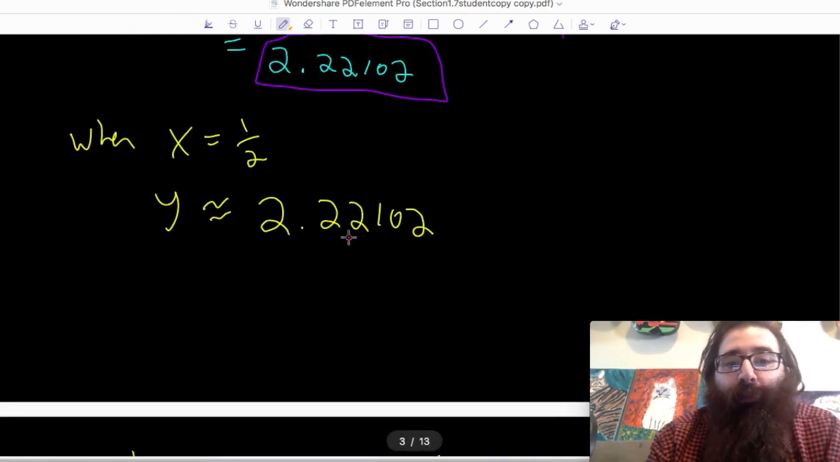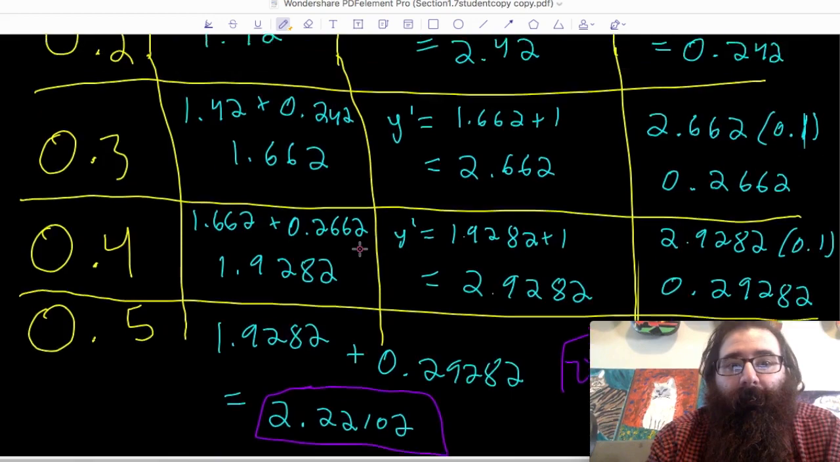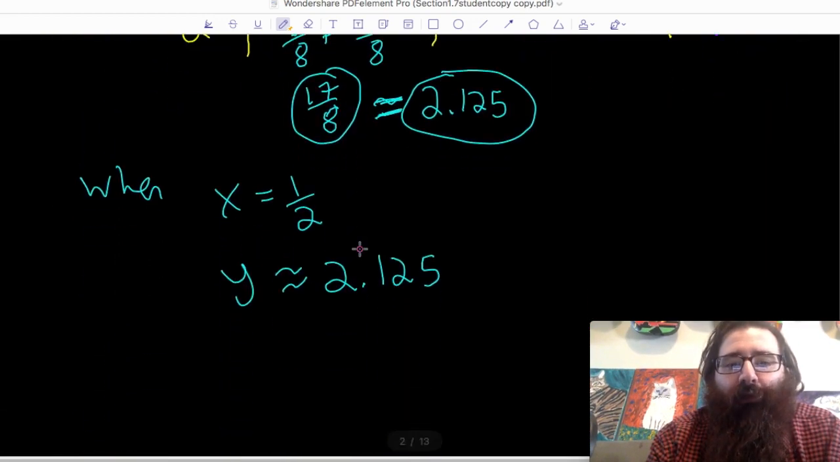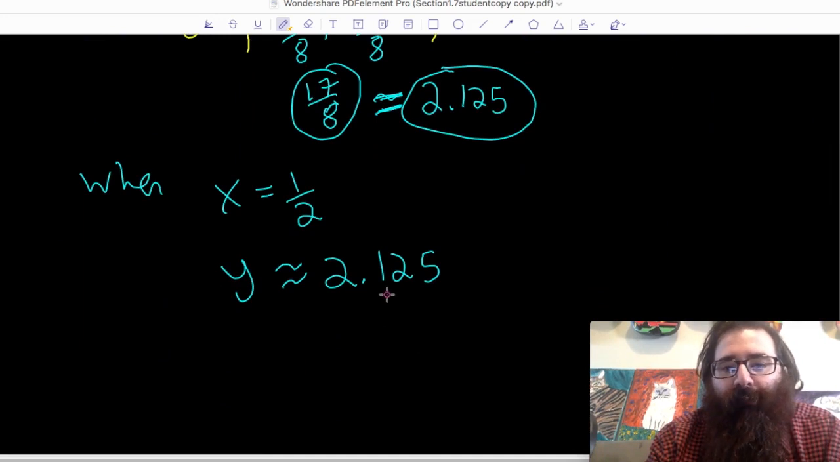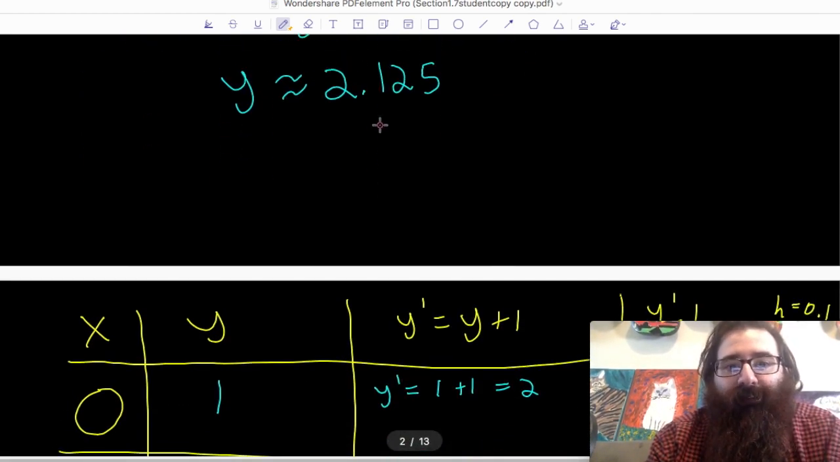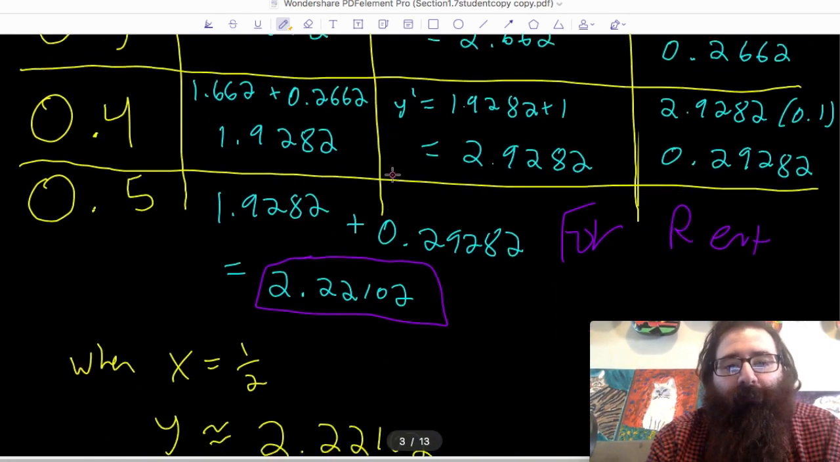And here I got 2.22102, so this is very good, I think. And earlier, with almost pretty much next to no work, I was able to get 2.125. Is it close enough? That's sort of subjective, right? So I'd look at this and I'd say, it's reasonably good considering the amount of work I had to go through was very small. So I'd say this is a good approximation for almost no work, very quick.